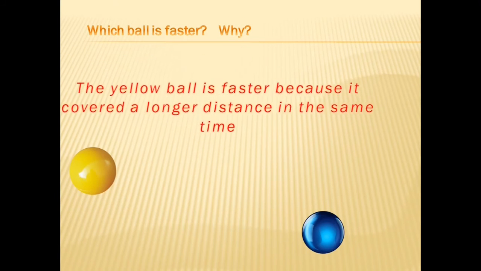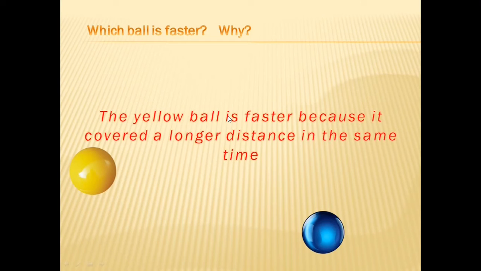Okay? Let's see the second factor. What happened this time and which ball is faster? In this case, the yellow ball, again, is the faster one. Why? Because in this case, the ball is faster as it covered a longer distance in the same time.